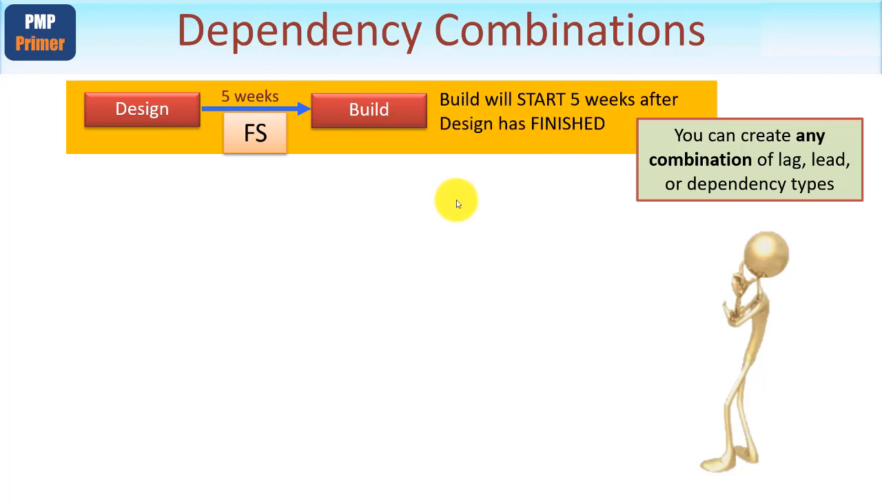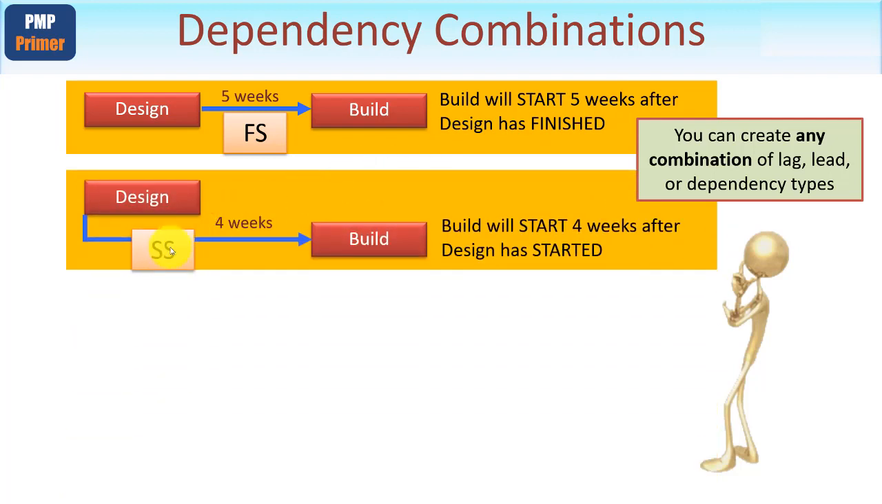Okay, so here's another flavor. This time I've used something called start to start. Can you see the way I've linked together the start of the design activity to the start of the build activity? This in effect would mean that both design and build start at the same time, but in this case I've inserted a 4-week lag here. So in this case, build will start 4 weeks after design has started. Can you see how flexible this is starting to get?